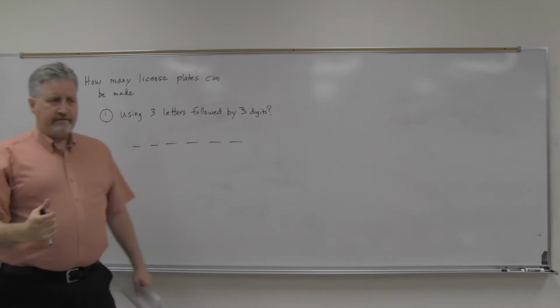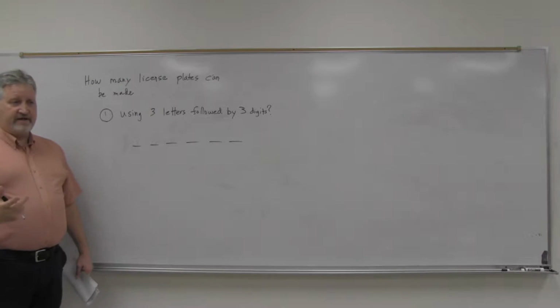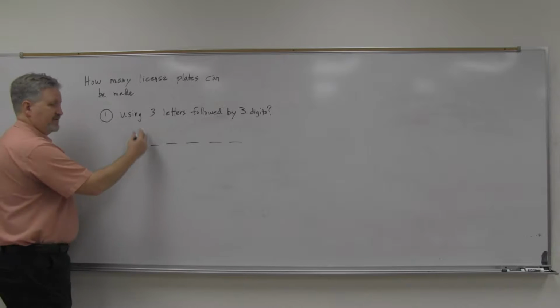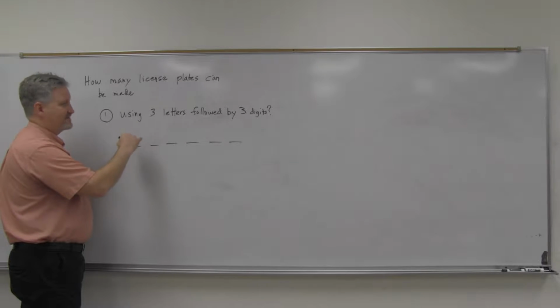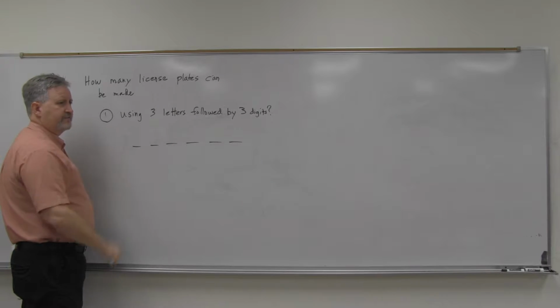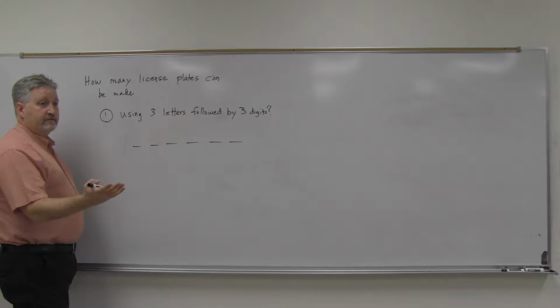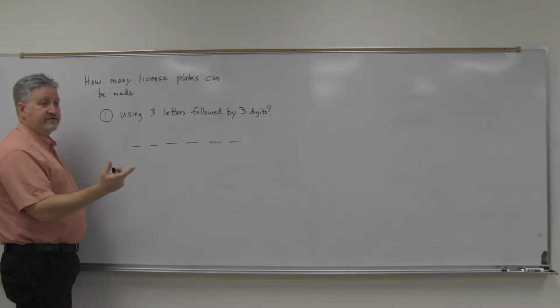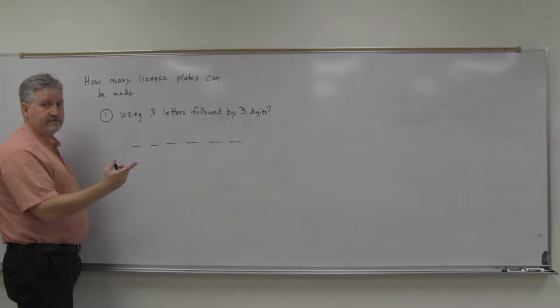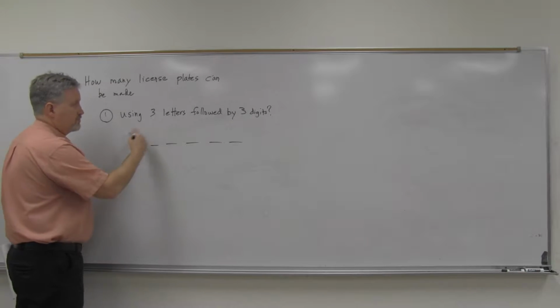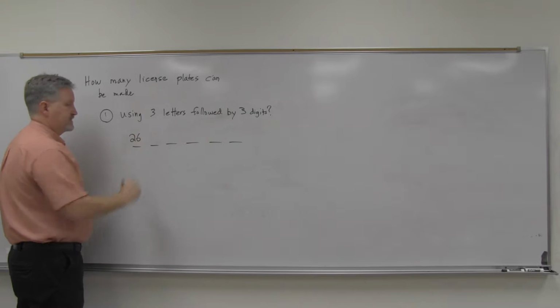So the first blank is a letter. How many possibilities are there for letters I could do for that first blank there? 26. How many letters are there? 26 letters, A through Z. There's no restrictions on it, so 26 letters in the alphabet.